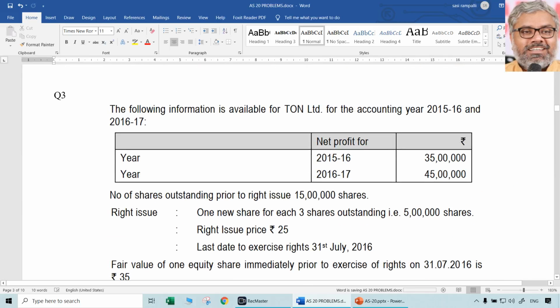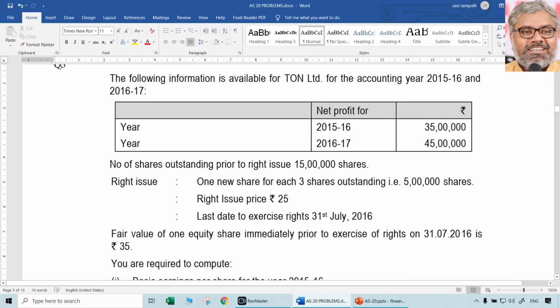Then question number 3 is the most popular or possible type of question. Any number of times this type of question can be given, and it was given also many number of times. Just because the same question with different numbers and different names of the companies are there, even if we solve 100 of them also, the way we solve will be the same. So that's why we'll only focus on a couple of questions for practice, but very important: rights issue related question is always possible to be asked under AS 20.